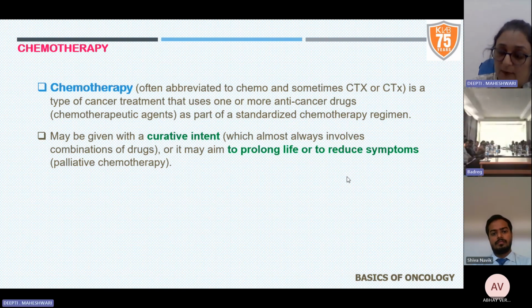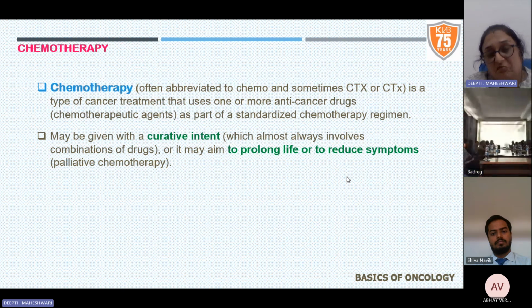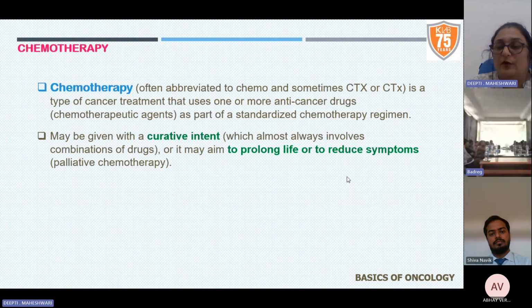Now, when you talk about chemotherapy, chemotherapy sometimes can be given as a curative. What do you mean by curative? It can be given to cure the patient of the disease or of cancer. But very often, and I would say most often, chemotherapy is given to prolong the patient's life. That means to increase the patient's lifespan or to reduce the symptoms of the patient. Now, when you talk about reducing the symptoms of the patient, that becomes palliative chemotherapy.